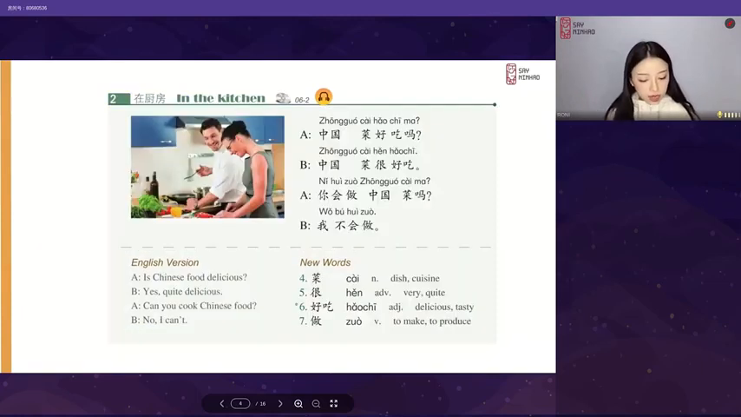Now let's move on to text 2. Okay, we can see there are 4 new words. First one is 菜, 菜. We've seen it in the warm-up part, which means dishes and cuisine. So, 菜, read after me. 菜, 菜, 是爱菜. The initial is 是, and the final is I. The tone is fourth tone. And try to say Chinese dish. Chinese dish. Still remember the word in the warm-up part?